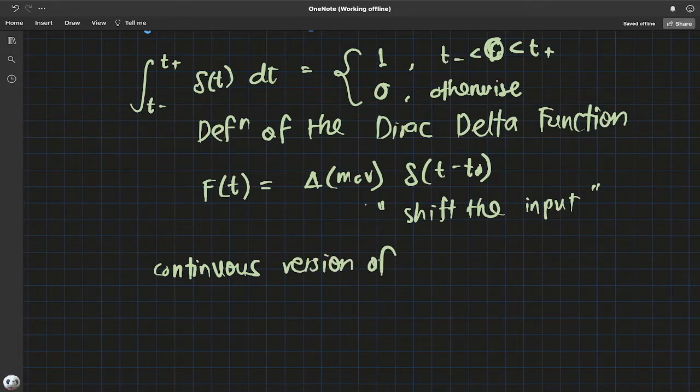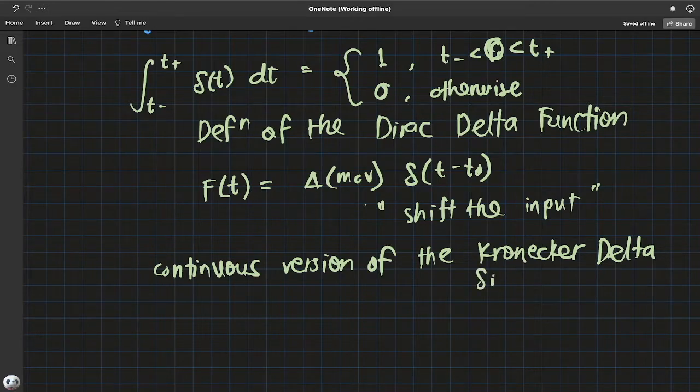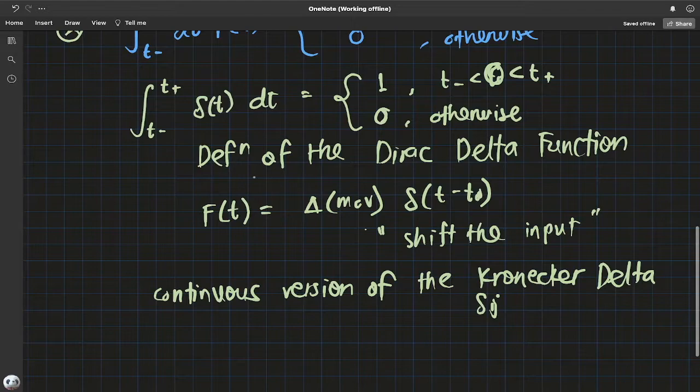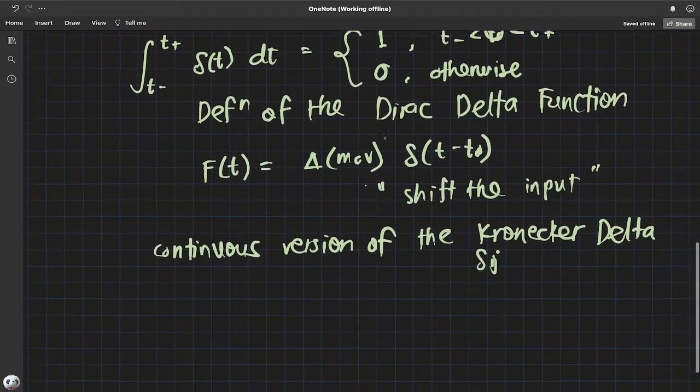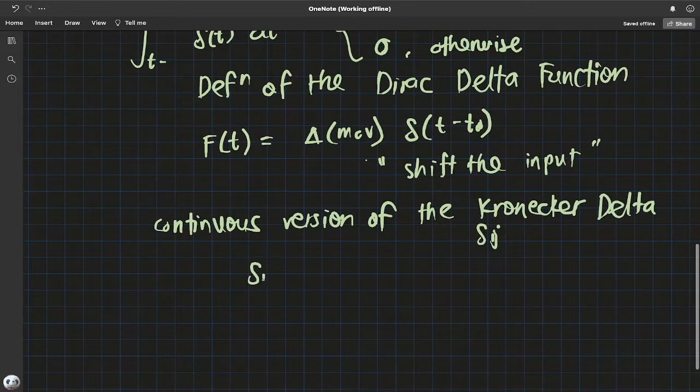So the way I like to think about this is as a continuous version of the Kronecker delta function in your subscript summation convention. Because this Kronecker delta was 1 when i was equal to j and it was 0 otherwise.